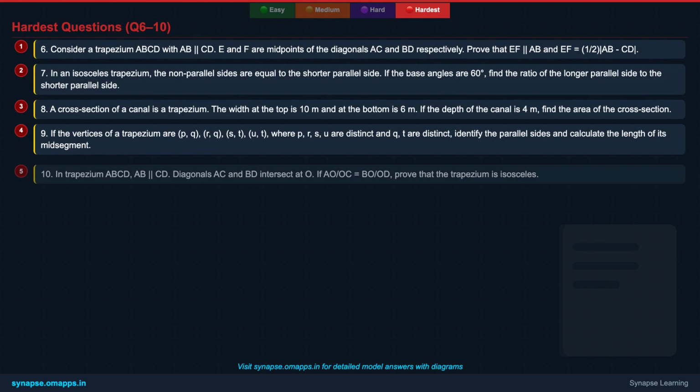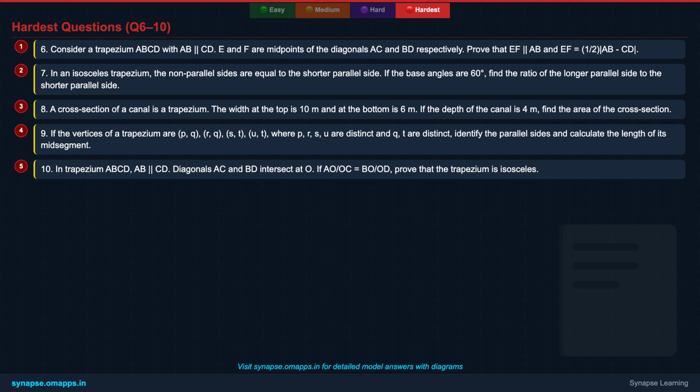Continuing with our hardest challenges, here are 5 more questions to truly test your mastery. Prove the formula for the line segment joining the midpoints of the diagonals of a trapezium. In an isosceles trapezium, if non-parallel sides equal the shorter parallel side and base angles are 60 degrees, find a specific ratio. Calculate the area of a canal's trapezoidal cross-section. Given general coordinates for a trapezium, identify parallel sides and calculate the midsegment. And lastly, prove that if the diagonals of a trapezium divide each other proportionally, the trapezium is isosceles.